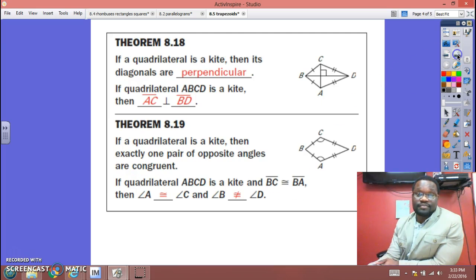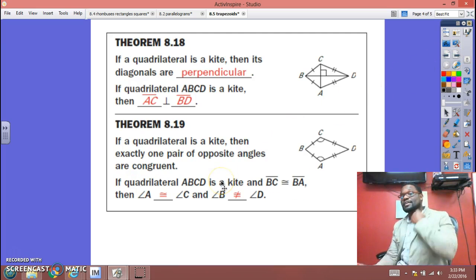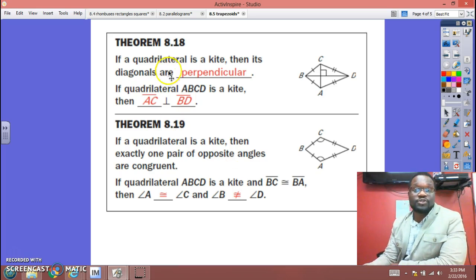Now, let's talk about a kite. If a quadrilateral is a kite, then its diagonals are perpendicular.